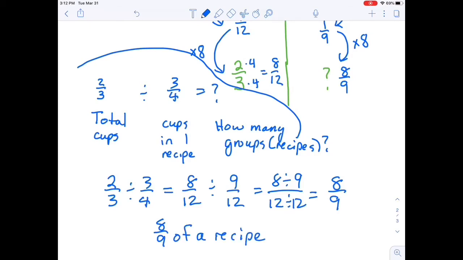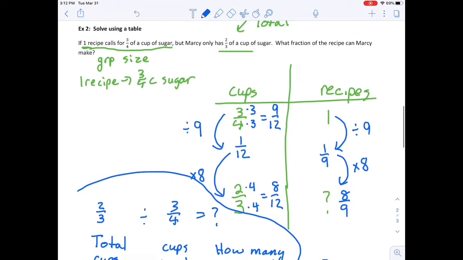Looking back at what we did here, what our strategy was, we found a common denominator. We went to the unit fraction, so we divided by the numerator, and then we scaled up to whatever the new numerator was. We did the corresponding operations with recipes as well.